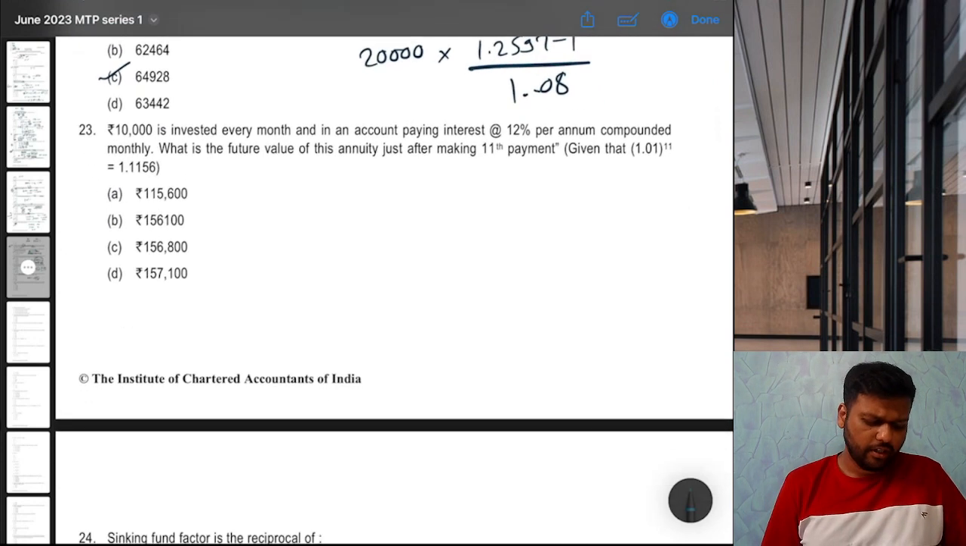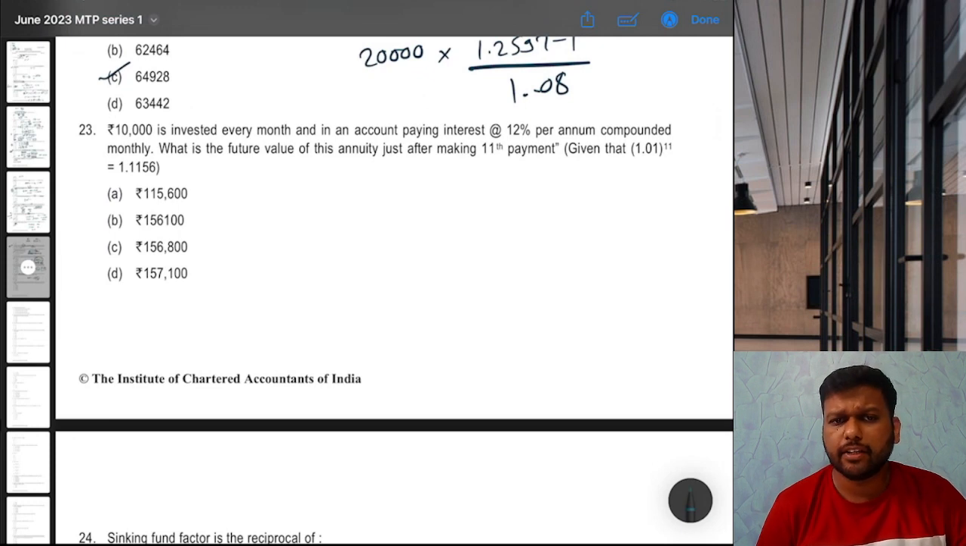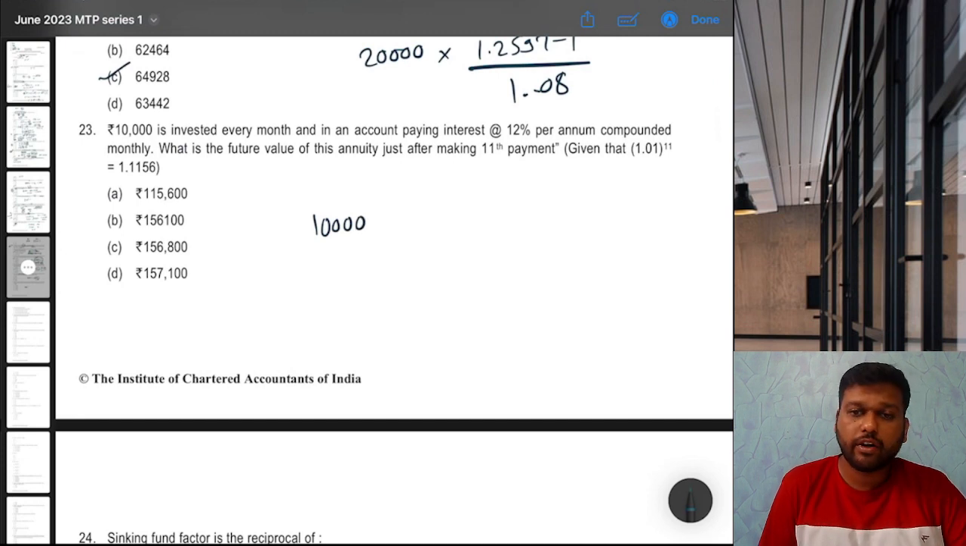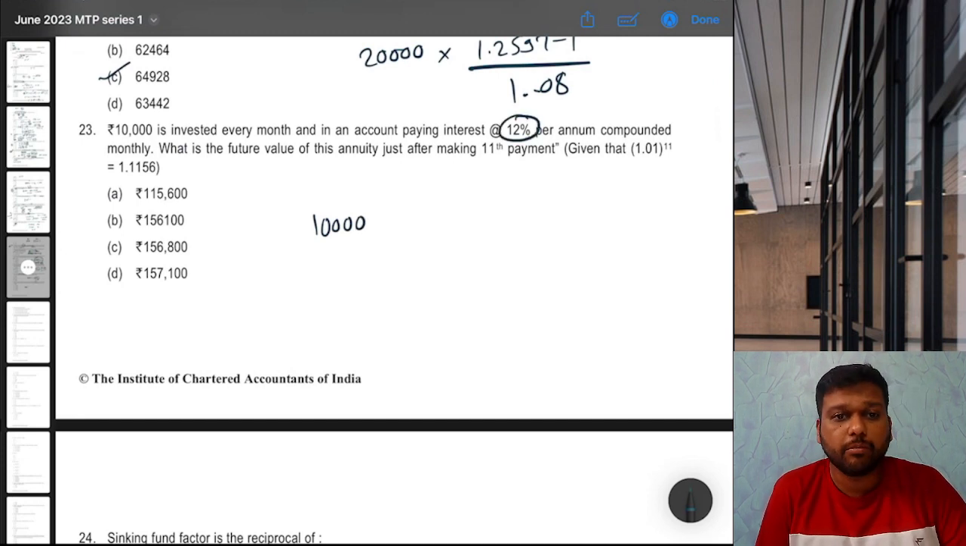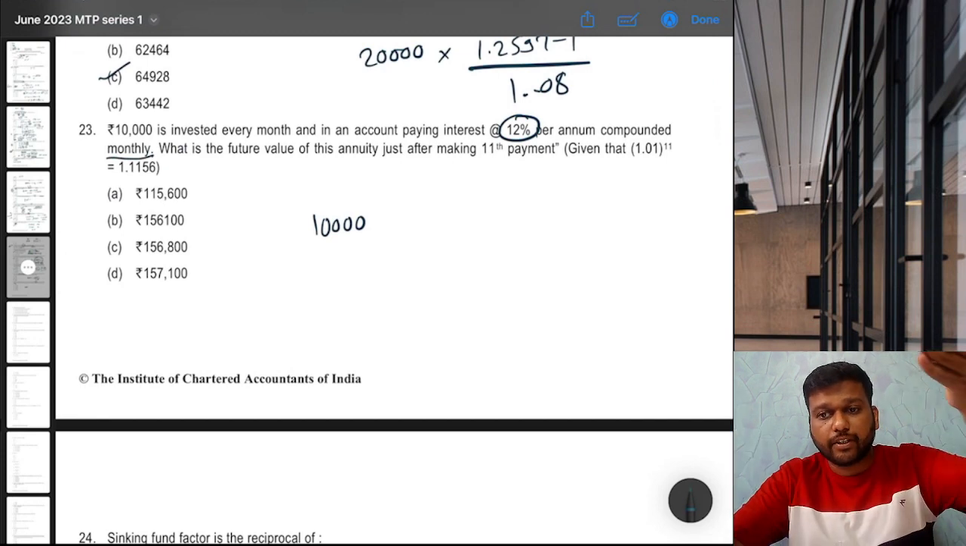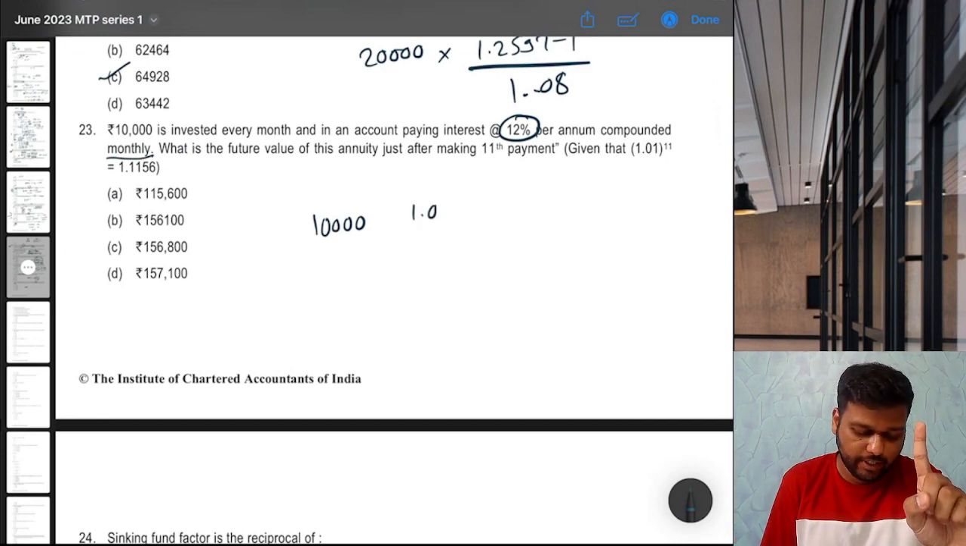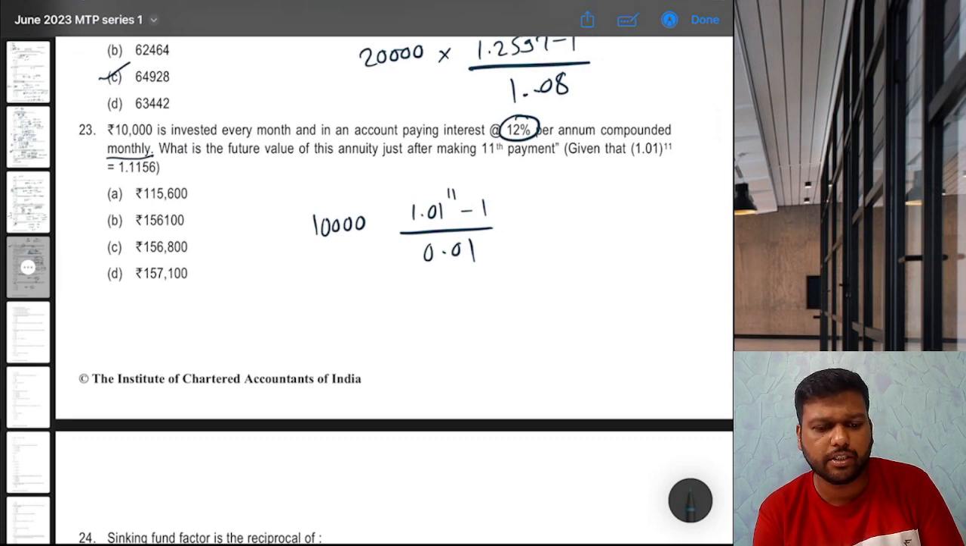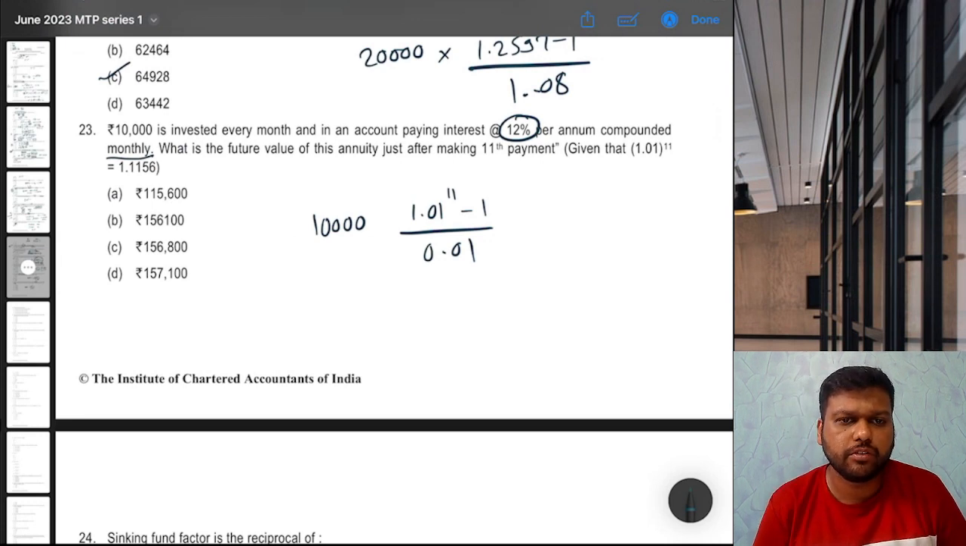Next 23. 10,000 is invested every month in an account paying interest at 12% per annum compounded monthly. What is the future value of annuity? Again, future value of annuity, right? Fine. So 10,000 into what? 12% is per annum. Compounding is monthly. So 12 is for the year, so for a month, 1%. So 1.01 raised to 11 minus 1 upon 0.01. They have already given that value, 1.1156 minus 1 divided by 0.01 into 10,000. So 115600. Option A is the correct answer for question 23.